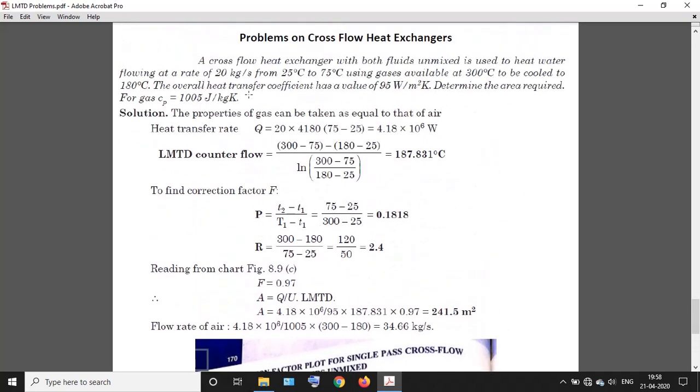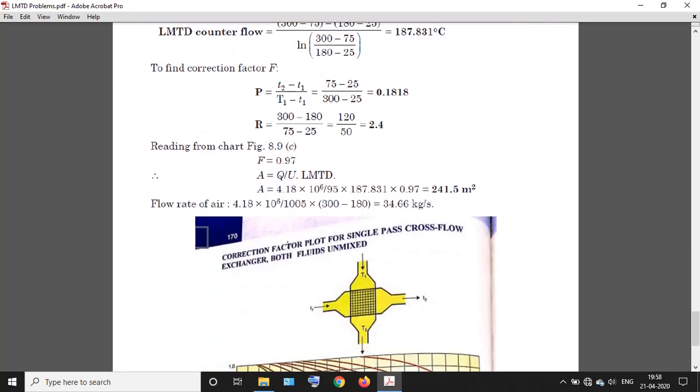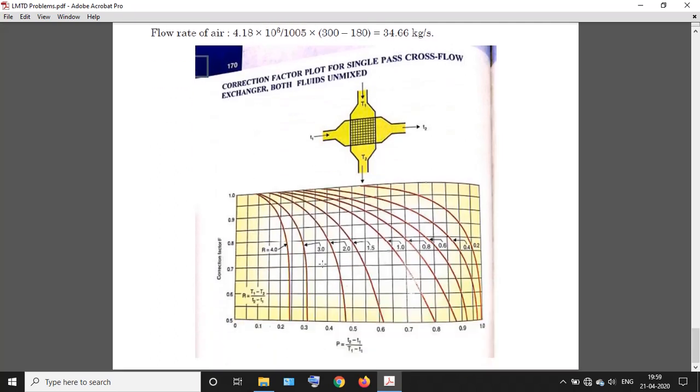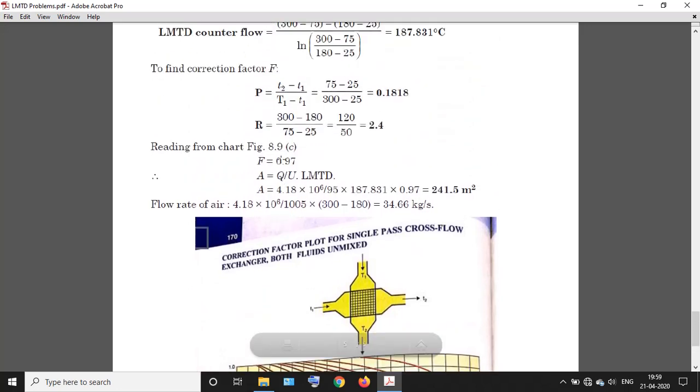Now in this question you need to note the condition of fluid flow. Here it is given as a cross flow heat exchanger with both fluids unmixed. So we are going to take the correction factor plot for a single pass cross flow heat exchanger with both fluids unmixed. Based on this diagram, here small t can be your cold fluid, capital T can be your hot fluid. Based on that, you can estimate the value of R and P. Find out the values of R and P as mentioned in this question. Here R is 2.4, P is 0.18.